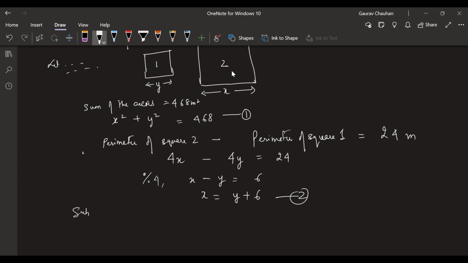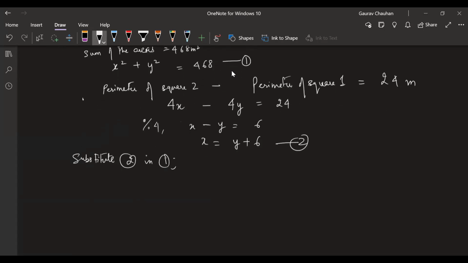I'm going to substitute 2 in 1. In place of x, I'm going to write y plus 6. So the first equation becomes (y plus 6) whole square plus y square is equal to 468. Now I open up the bracket using the (a plus b) whole square formula. Either you use that formula, or you do (y plus 6) into (y plus 6) with the distributive property, but since you know the formula, use that.